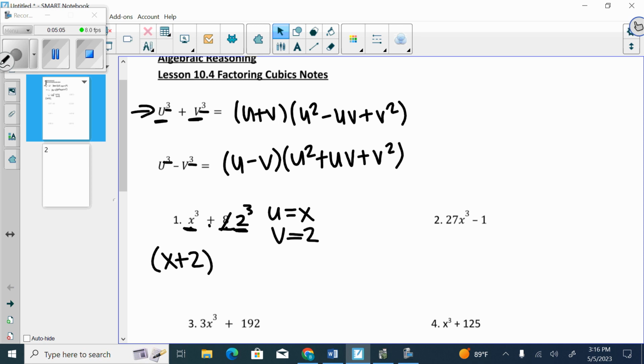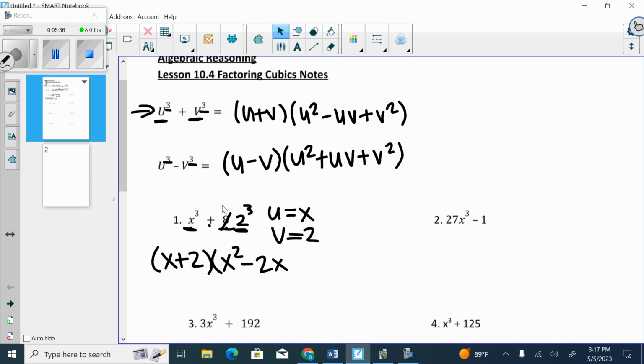And then I open my second set of parentheses. It starts out with u squared. Well, what's our u? X. So we'll put x squared. Then it says we put minus u times v. Well, what's our u times v? X times 2. What is x times 2? 2x.